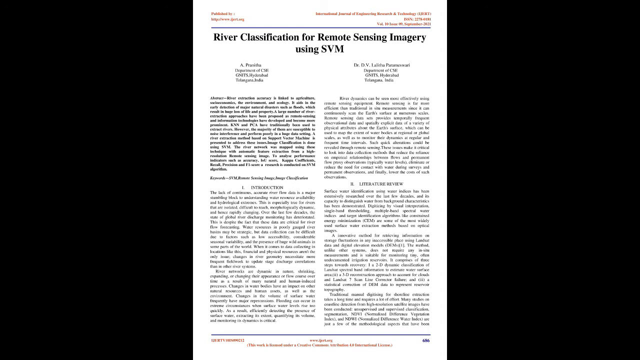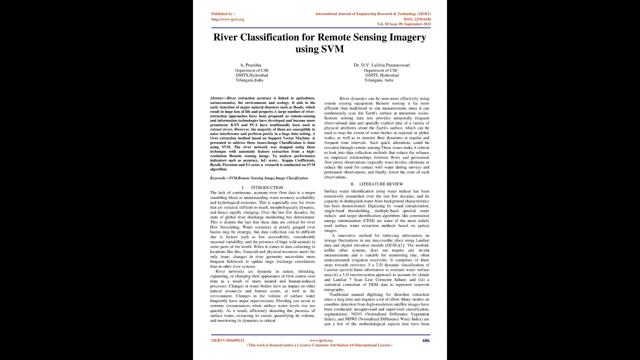and property. A large number of river extraction approaches have been proposed as remote sensing and information technologies have developed and become more prominent. KNN and PCA have traditionally been used to extract rivers. However, the majority of them are susceptible to noise interference and perform poorly in a huge data setting. A river extraction method based on support vector machine is presented to address these issues.